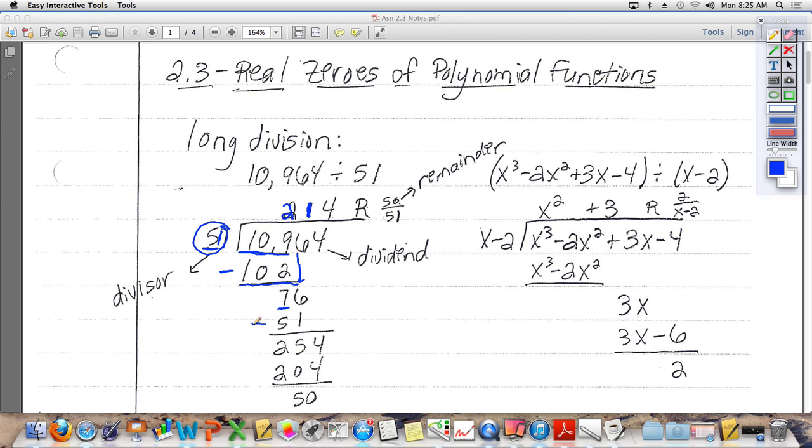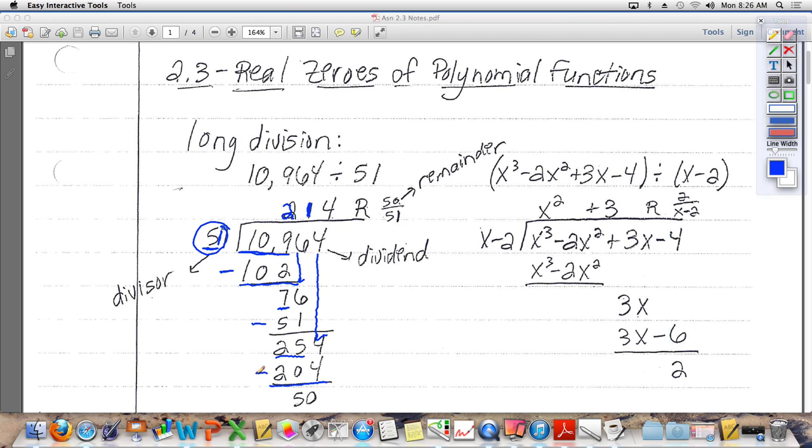Does 51 divide into 25? No, it does not. So now you have to bring down the 4. 51 divided into 254 goes in 4 times, and you might need to use your calculators at some point to do that. 4 times 51 is 204. Again, you subtract these two things, and it leaves you with 50.